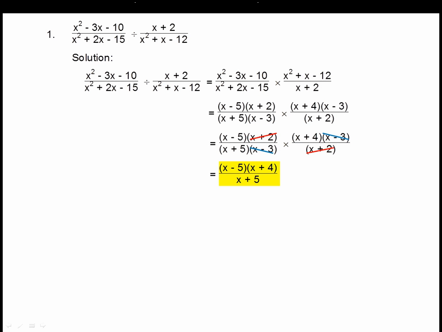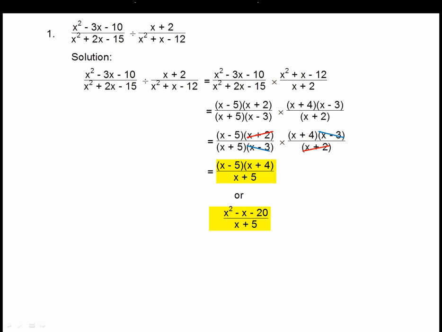You can leave it like that if you wish, or if you're really feeling ambitious, you can go ahead and FOIL out the numerator. It is your choice. Again, my preference is not to multiply stuff out after I do all the factoring. There is a reason for it, and the reason will become apparent later on. But if you want to do the FOIL, that's your choice. You'd have x squared minus x minus 20 if you FOILed it out. By doing the extra step of FOILing it out, you run the risk of making an error, so that's another reason not to do it.